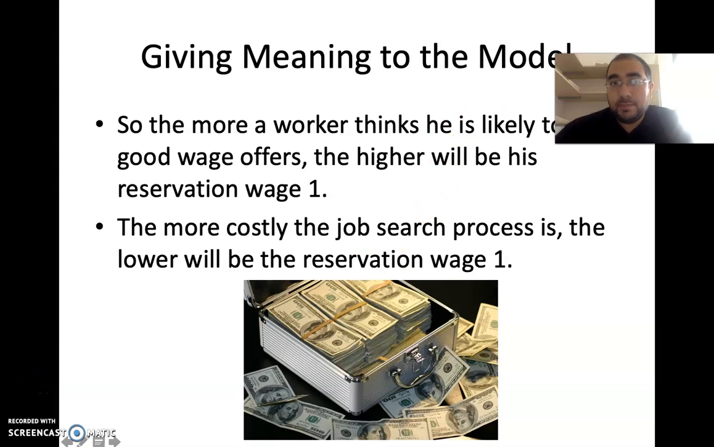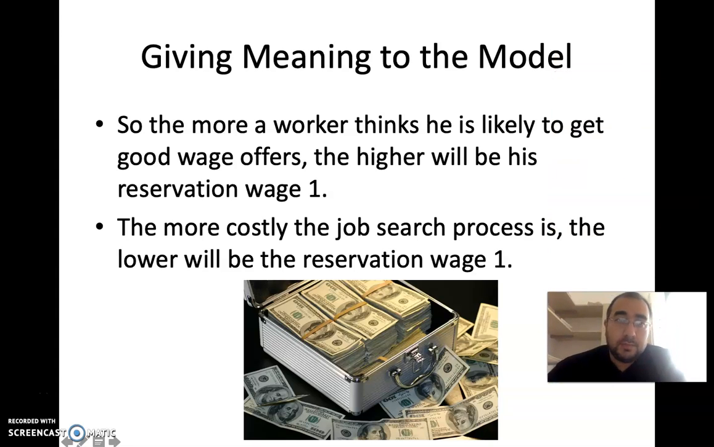I'm continuing with the part where we were discussing the meaning of the model. So when a worker thinks he's likely to get a good wage offer, or multiple offers, his reservation wage will be higher. The reservation wage is not the wage he needs to get to work; it's rather the wage at which he will stop, as I said, stop the job search process.